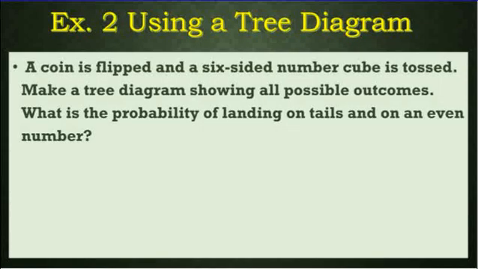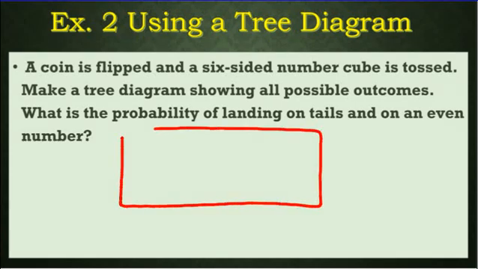So let's do this one. A coin is flipped and a 6-sided number cube is tossed. Make a tree diagram showing all possible outcomes. What is the probability of landing on tails and on an even number? For the tree diagram, we're just going to do a chart because I think we can fit that a little bit easier. So if they ever ask you for a tree diagram, I'll give you the option to do the diagram as well.